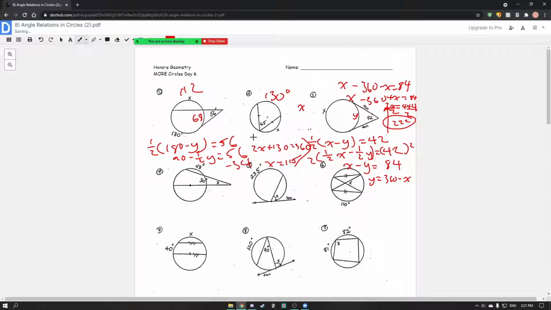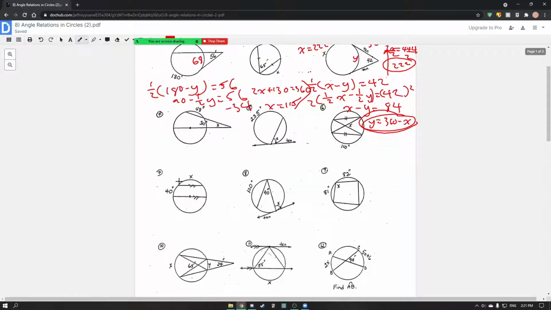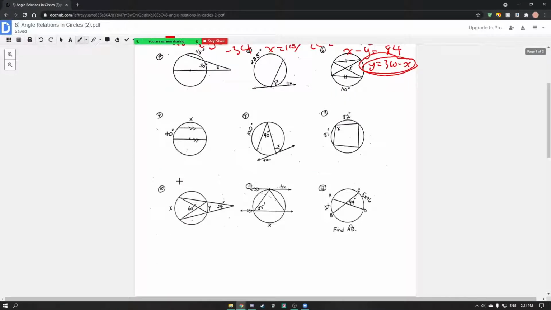And then we could check our answer by plugging the 222 into y. So since we know that y is equal to 360 minus 222, y would equal 138. Now if we plug this in, 222 minus 138 divided by 2 is equal to 42. So we know that that's the right answer. So now number 4.